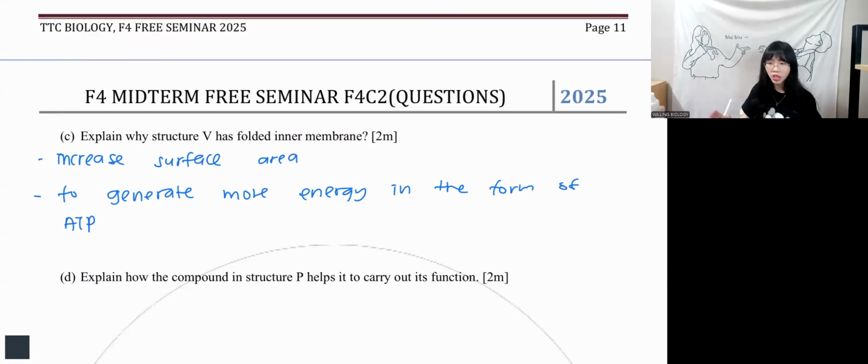Okay, again, some of your teachers are very specific. Actually, this is also correct, but some of your teachers are very specific. They want you to write the starting words. Means you're going to say inner membrane to increase surface area. Or at least you're going to write this is to increase surface area. So some teachers are very specific over this thing. You're going to write this is to increase surface area. Without writing this, your answer is wrong. Okay, to generate energy in the form of ATP, you're going to write by cellular respiration.